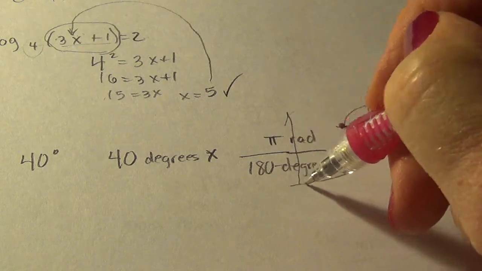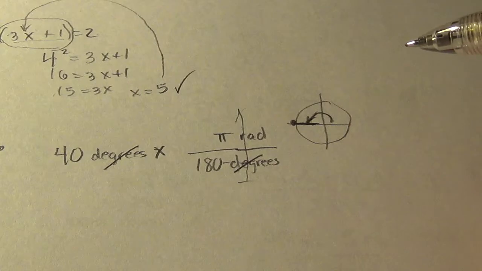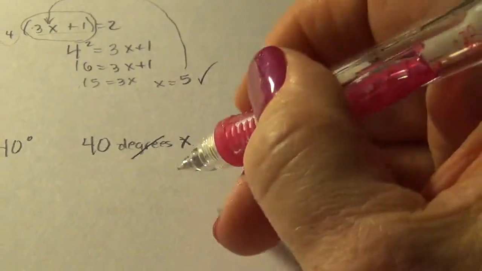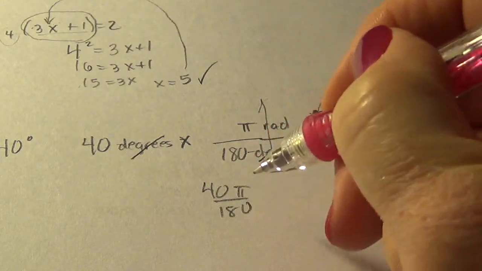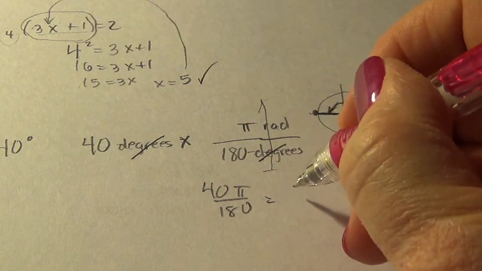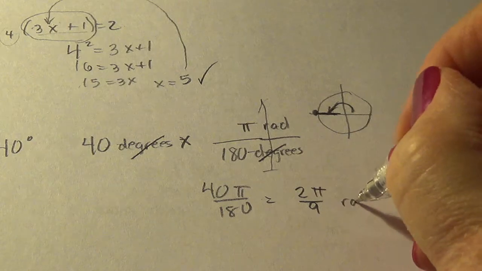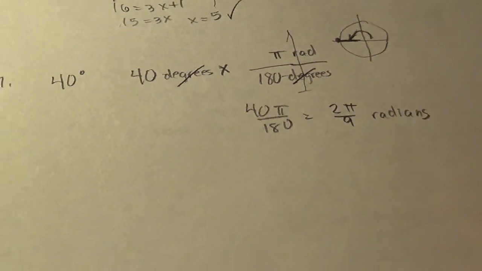So this is a big fat 1, and it allows degrees to cross out, and what we have remaining is 40 times pi in the numerator and 180 in the denominator. So we always want to reduce, and that will reduce to 2 pi over 9, and that is radians. All right, let's go the other way.